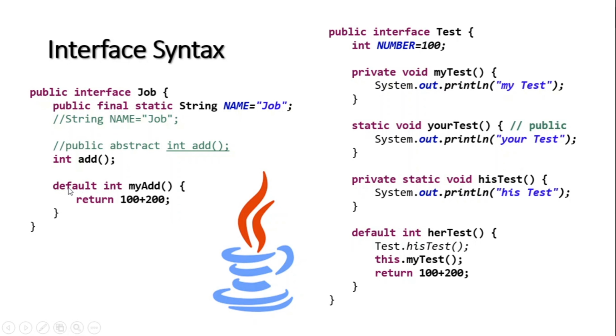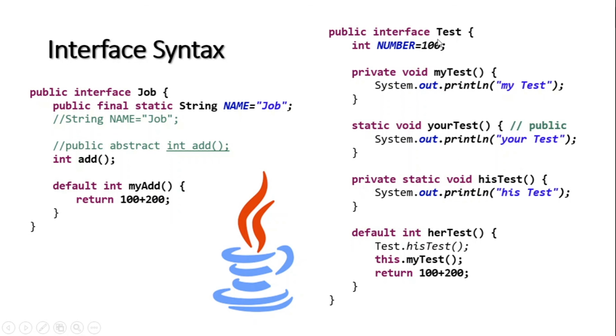It's declared as default. It returns an integer. I call it my add, and it's going to return 100 plus 200. Now, in Java 7 and before, this is not acceptable for a lot of reasons. Reason number one, there wasn't a default declaration or specifier, and all the methods inside an interface needed to be abstract, so they should not have a body. That has been changed, so let's just put it that way. Now, I want you to remember this will act just like a public method.